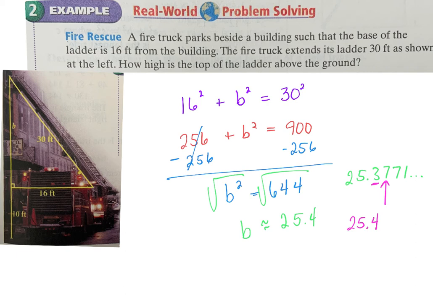25.4. Now, in this case, we did solve for our other leg. However, they want the total distance from the ground to the top of that ladder. And so we do need to consider this 10 feet. What do we need to do with that? Yeah, we need to add it. It's 10 feet higher than that, so we're going to add that 10, meaning the top of that ladder is actually 35.4 feet above the ground, okay? Above the ground.